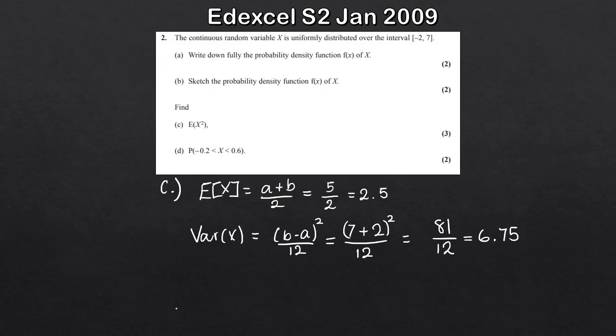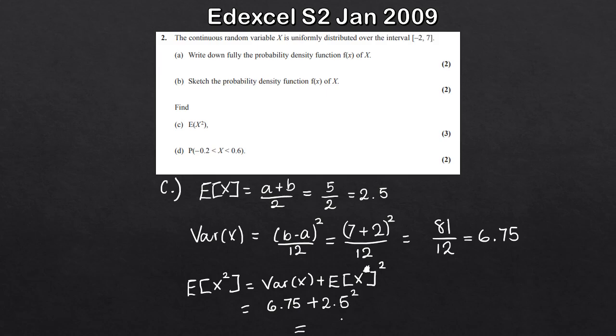Okay, so now the expectation of x squared, remember, is just simply given as variance of x plus expectation of, oops, I keep making that mistake, expectation of x all squared. There we go. So now just plug everything in here. Variance of x is 6.75. Expectation of x, and then square it, so that's 2.5 squared. And I've just plugged this into my calculator, and this gives us 13 there. Okay, so nice and easy, hopefully.